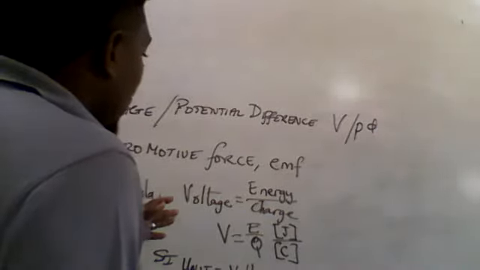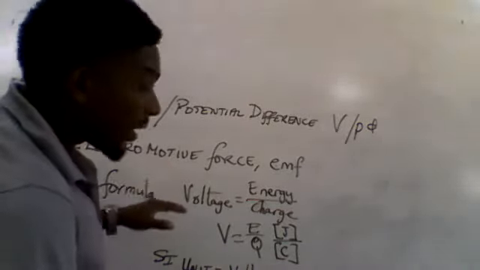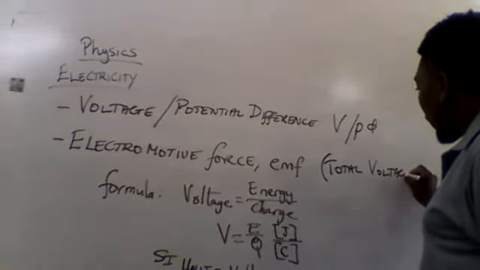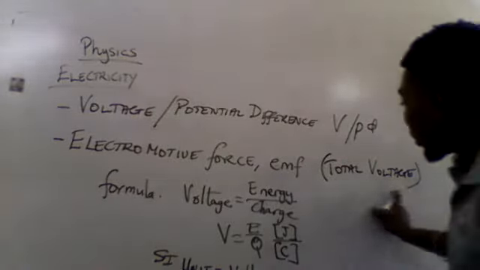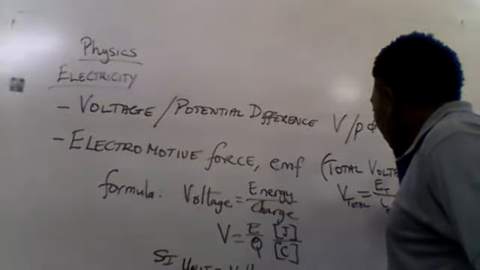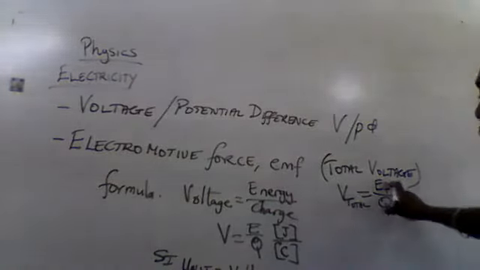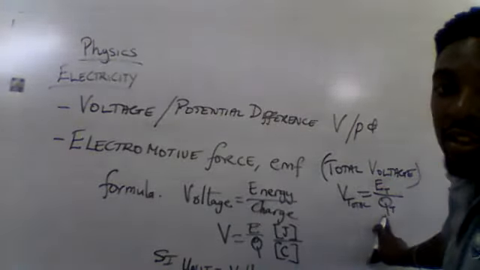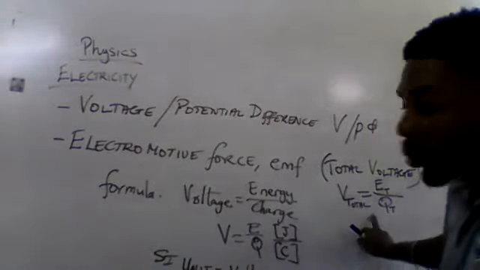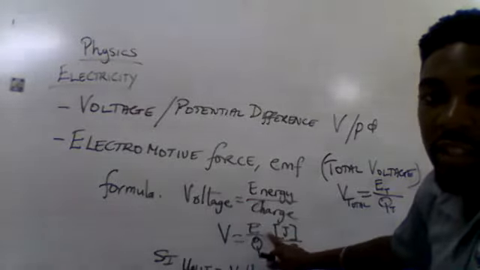Now, this formula relates to voltage. This formula also relates to electromotive force, whereby EMF is also referred to as the total voltage delivered by the battery. So in this case, V total is equal to the total energy divided by the total charge. V total is equal to the total energy needed to transfer this charge around divided by the total charge. So we see the two formulas here which are similar, but one refers to the total amount of energy needed to transfer the charge around the complete circuit, whereas this one just looks at the amount of energy needed to transfer it across a component.